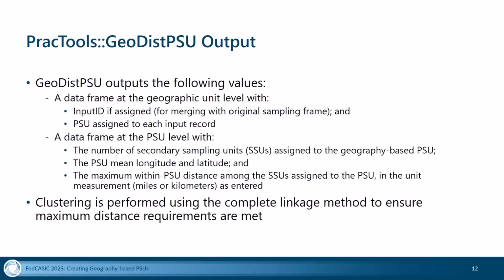So again, the output of this is a data frame at the geographic unit level with the input ID if assigned, and then the PSU assigned to each input record. And that's basically just straight up merging. But you also have a data frame at the PSU level with the number of secondary sampling units assigned to the PSU, the mean latitude, and the maximum within PSU distance. So this gives a lot of useful operational information for planning purposes. Again, the complete linkage method is used to ensure maximum distance requirements are met.